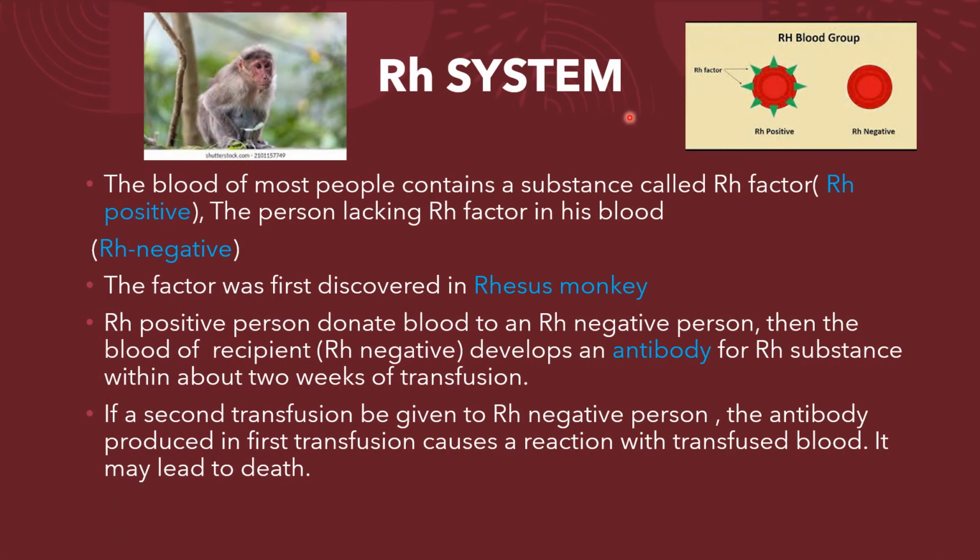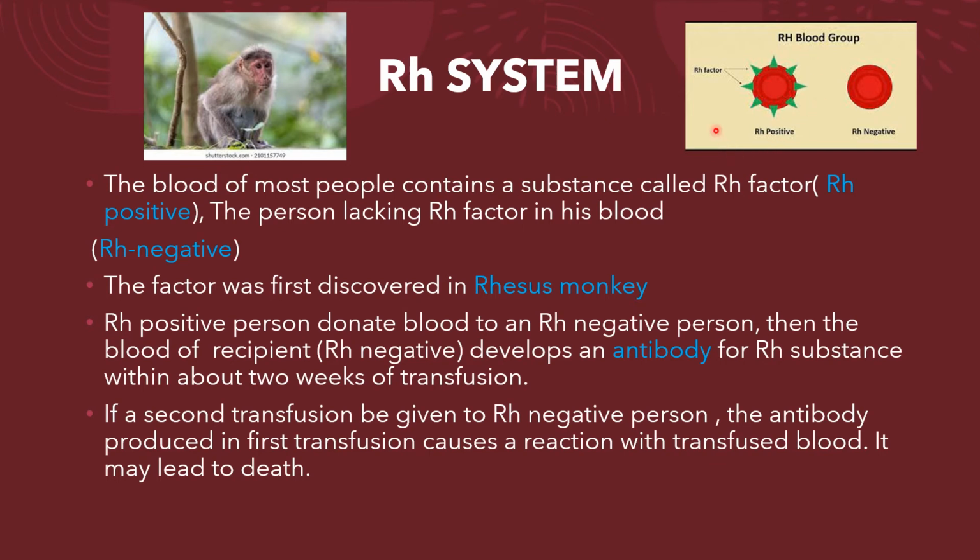RH system. It is a type of blood grouping. The blood of most people contains a substance called RH factor. Then the presence of RH factor in their blood, we call it RH positive blood. The person lacking RH factor in his blood, we can say has RH negative blood.